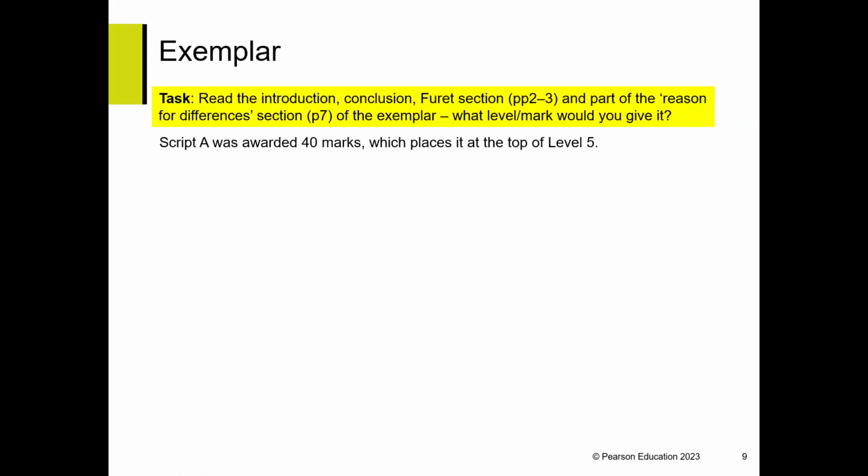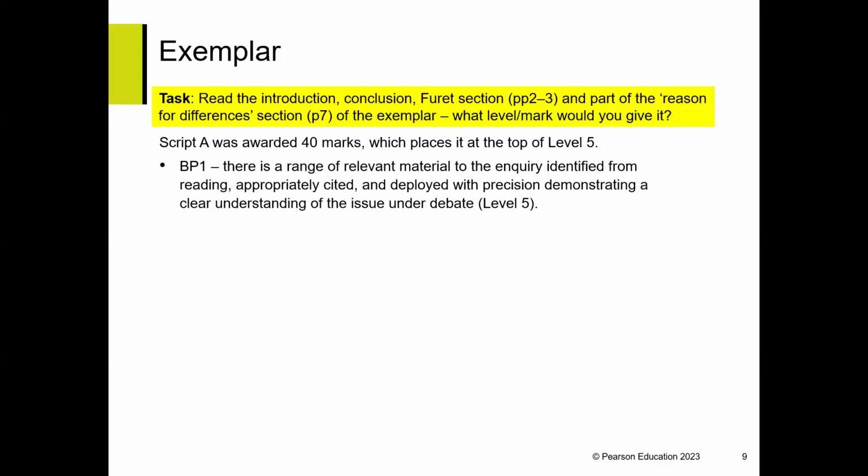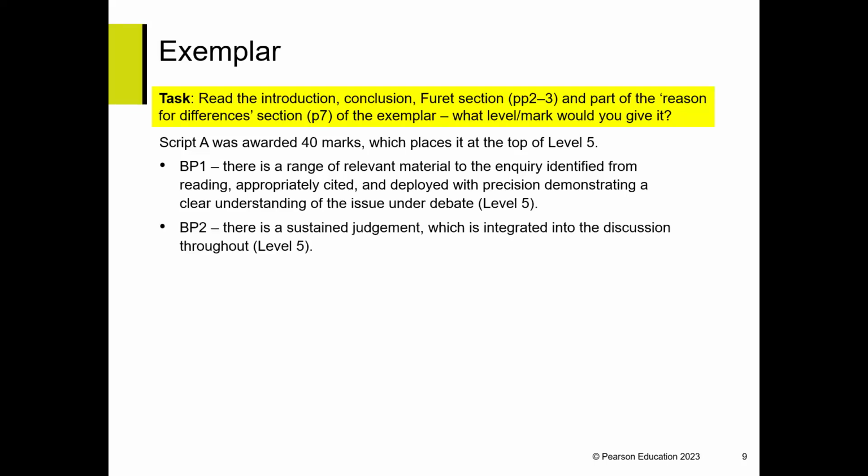So this exemplar was at the very top of level 5, and it was 40 out of 40. It was a firm level 5. And then going through the bullet points, in bullet point 1, there is a range of relevant material identified from their reading, which is appropriately cited, and it's deployed with precision, demonstrating a clear understanding of the issue under debate, which reaches it to a firm level 5. In bullet point 2, there is sustained judgment, which is integrated into discussion throughout.